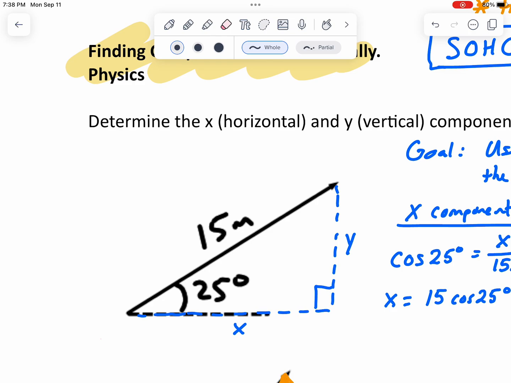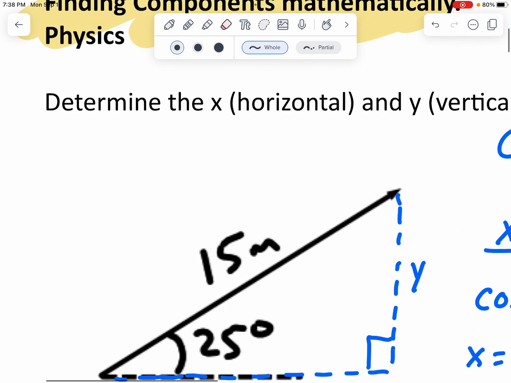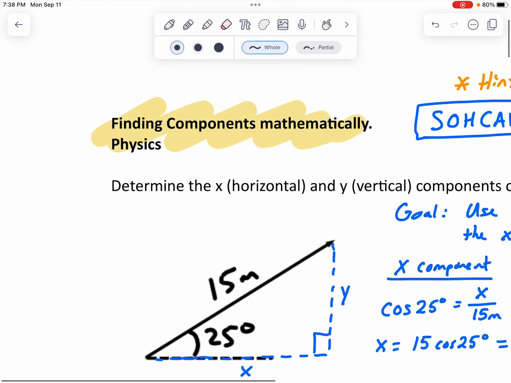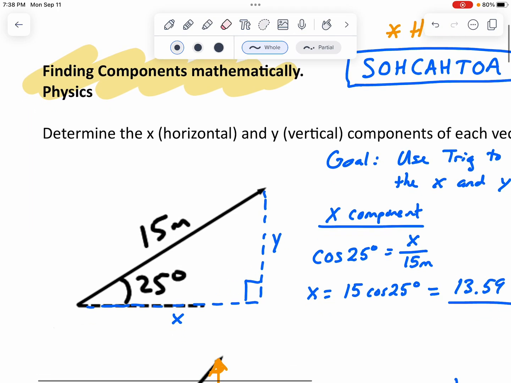A lot of times in physics, they're going to give you what the vector is, like in this case, 15 meters, and an angle that is the direction. So I know this is a vector because it has a magnitude and a direction. I'm going to be asked to resolve this, or in other words, find the components mathematically, determining the x and the vertical components of this vector, knowing just the hypotenuse, which is 15, and the angle.